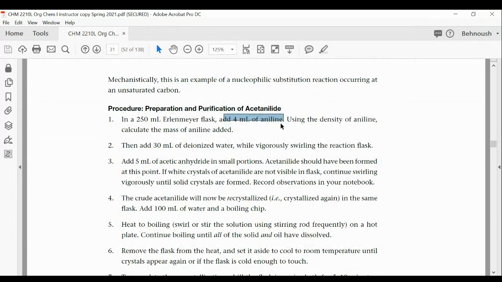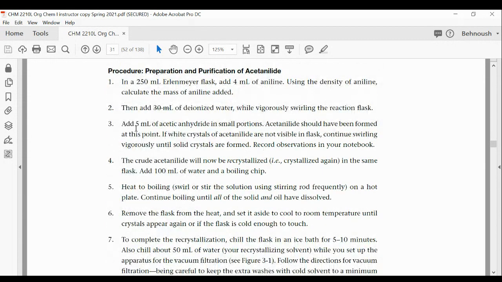So 4 milliliters of aniline, that's what you are using, right? And then you're adding 30 milliliters of water. These are not major data, the 30 milliliters of water. These are the solvents, and the size of the flask you don't have to write. And adding 5 milliliters of acetic anhydride, it's not the data that you're collecting. This is the procedure, but you do need the 4 milliliters of aniline to do your calculation for later.